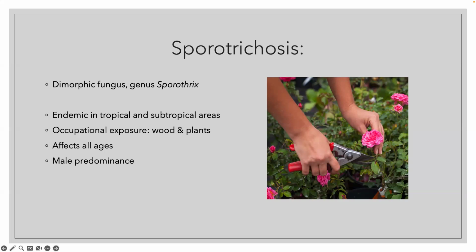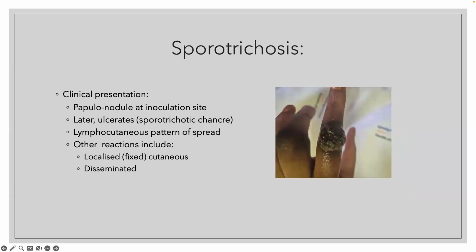Although sporotrichosis has a worldwide distribution, it is more frequent in tropical and subtropical climates. Exposure to the organism typically occurs in those working outdoors, such as gardeners, florists, people working with vegetation, such as wood, plants, and flowers. And it can affect all age groups, but they do note a slight male predominance.